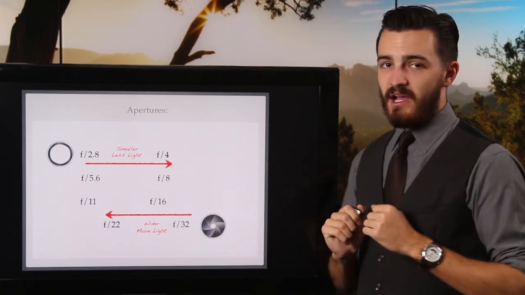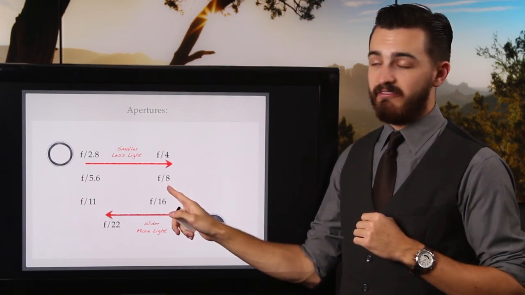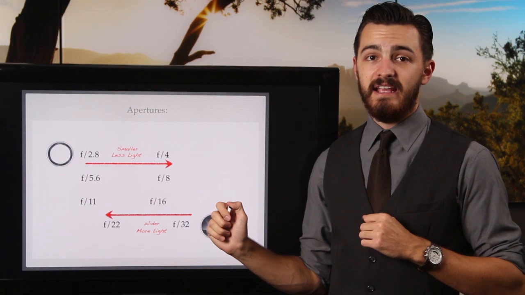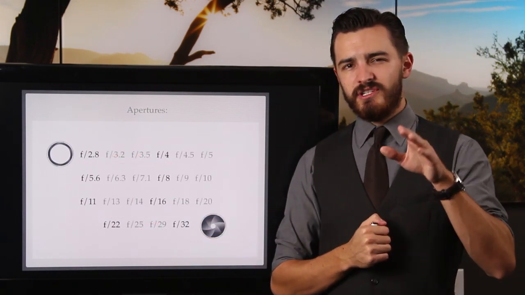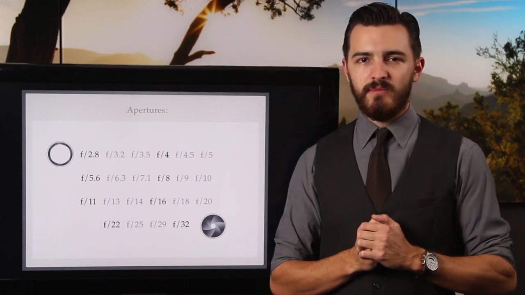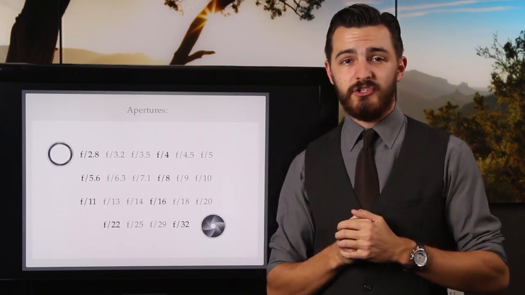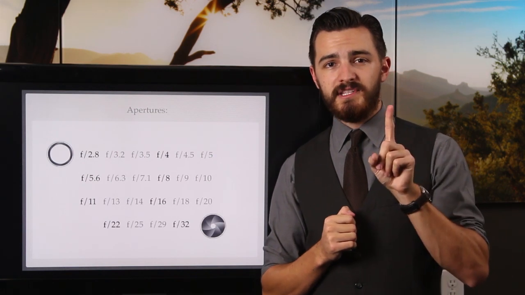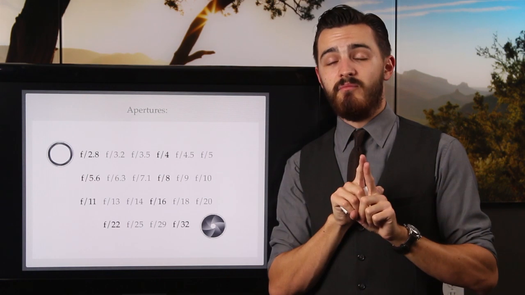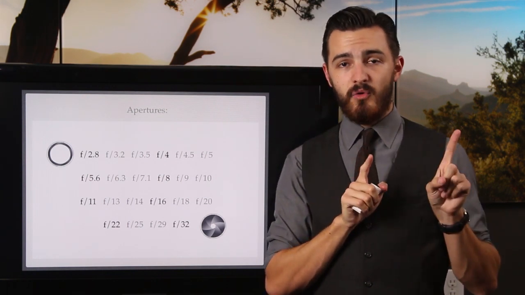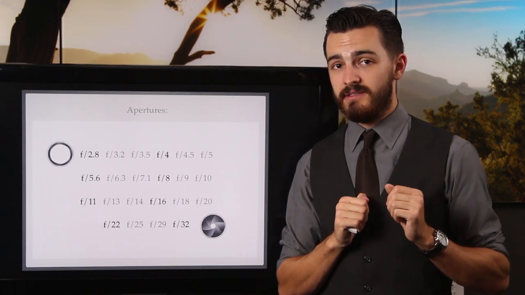So these are all one stop apart from each other. If I go 5.6 to 8, I just cut the light in half. 8 to 11, cut it in half again. And then we have third increments in between. So just like the shutter speed moved in third increments, the aperture moves in third increments. And that's so that they can cancel each other out. You let in 1/3 stop more with the shutter, 1/3 stop less with the aperture, and you get the same brightness. 2/3 stop more with the shutter, 2/3 stop less with the aperture, and you get the same brightness.